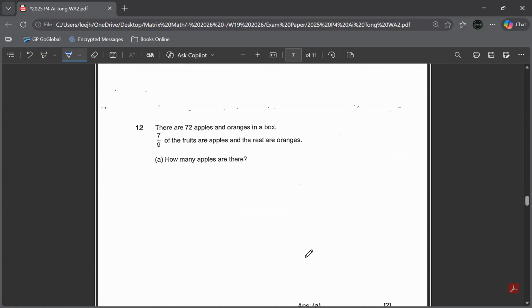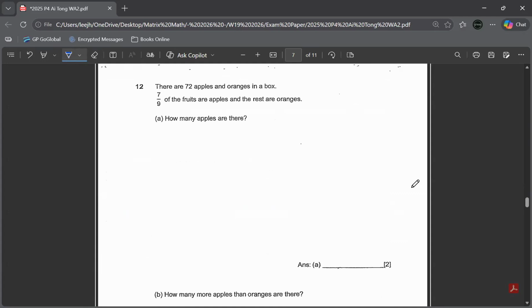There are 72 apples and oranges in a box. 7/9 of the fruits are apples and the rest are oranges. How many apples are there? So over here, we are going to calculate. There are two parts of the question, A and B. So we calculate A. Some of you can actually see very clearly that we have 9 units. But if you cannot see, I would suggest you draw out. 72 will be the total number of fruits, and we have 7/9 apples.